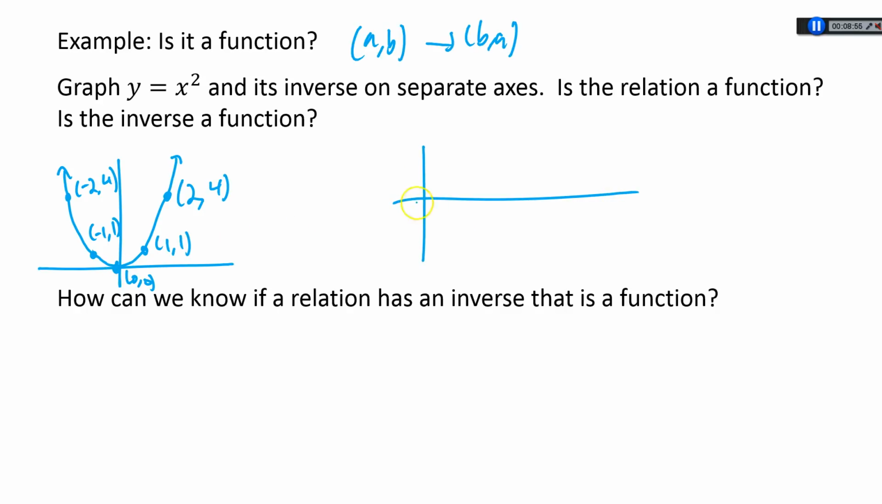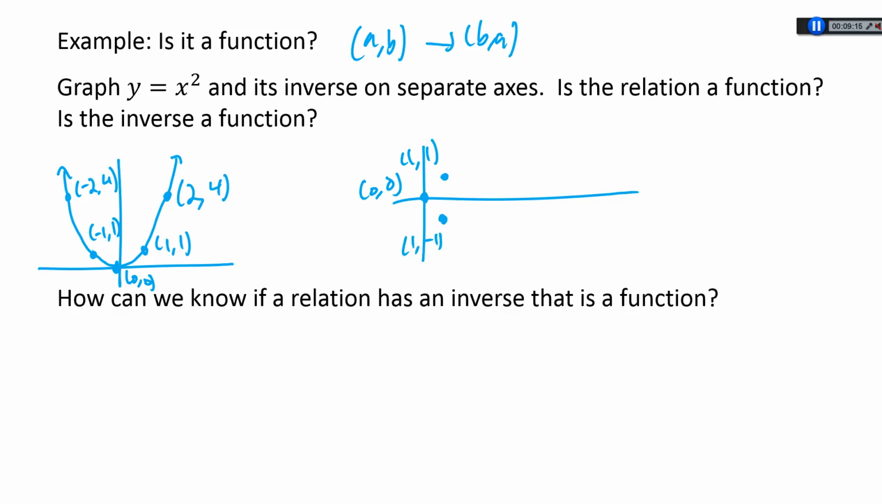So (0, 0) and (0, 0) are the same, right? Because if you switch the two zeros, it's still (0, 0). (1, 1) is still going to be there. So it's like here, (1, 1). (-1, 1) is now going to become (1, -1). Oh, it looks like right away we know it's not going to be a function. So (1, -1), right? Because already it doesn't pass the vertical line test.